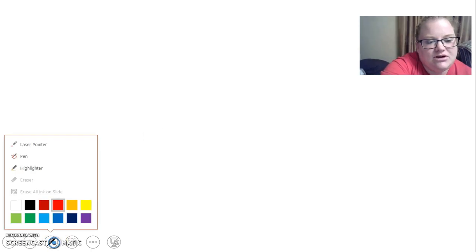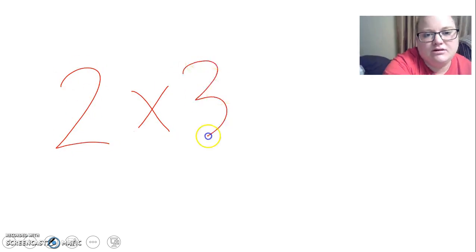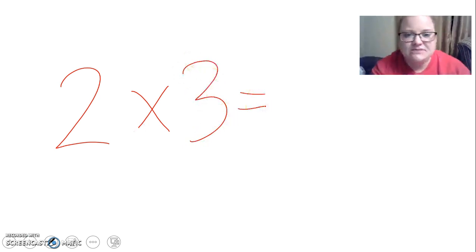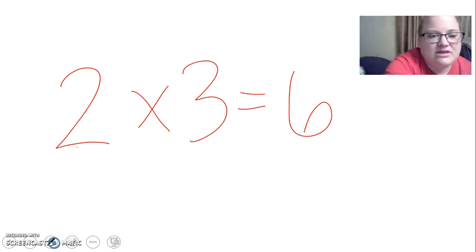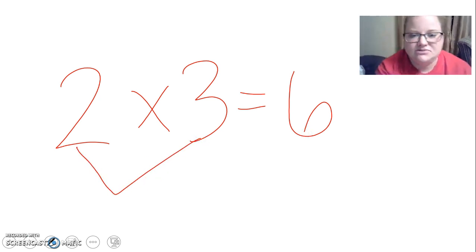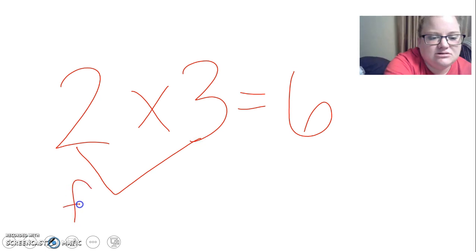So to begin, we are going to discuss the different parts of a multiplication problem. Let's look at the problem 2 times 3 equals 6, and we're going to discuss the different parts. The 2 and the 3 in the multiplication problem are going to be my factors.